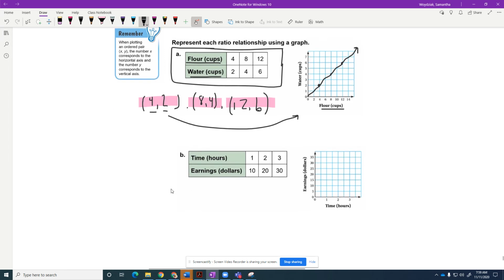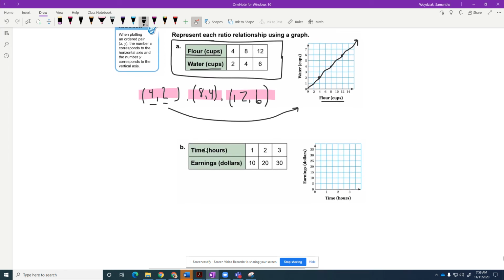Let's look at the next one. This is for every, it looks like 1 hour, the earning's $10. So for 2 hours, it's $20, 3 hours, it's $30. So we're going to go ahead and make these ordered pairs. So it'd be 1, 10, 2, 20, and then 3, 30. Sorry, that's kind of messy. So for every 1 hour, you can see I'm going to plot it up at the 10. For every 2, it will be 20. And for every 3, it'll be 30.